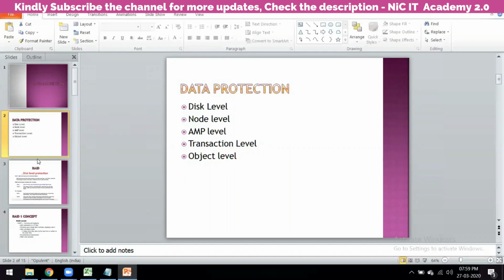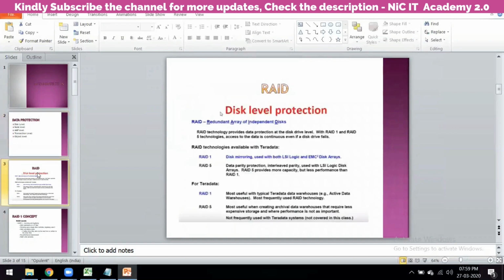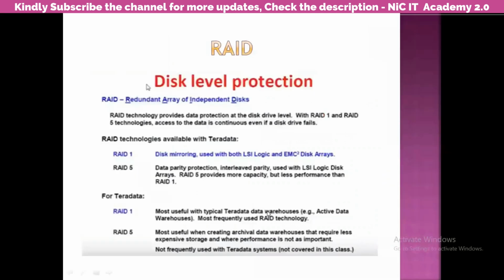So we have different methods. The first method is called the RAID method. It is disk-level data protection. RAID is nothing but redundant array of independent disks. RAID is a concept actually. Teradata has used RAID 1 and RAID 5. We have different RAID concepts for database environments: RAID 1, RAID 2, RAID 3.